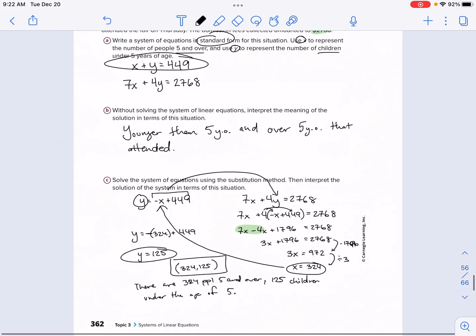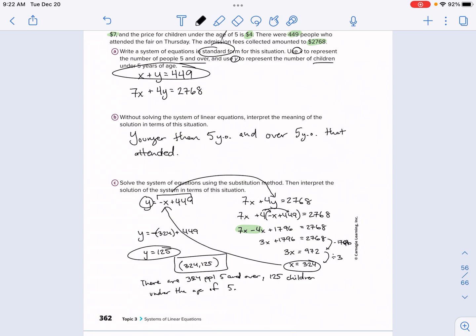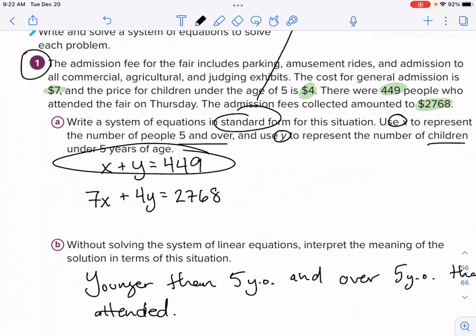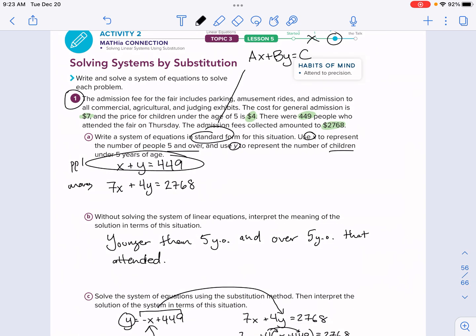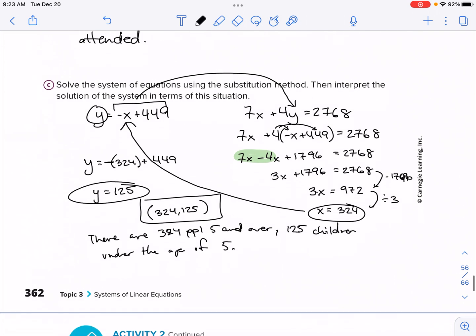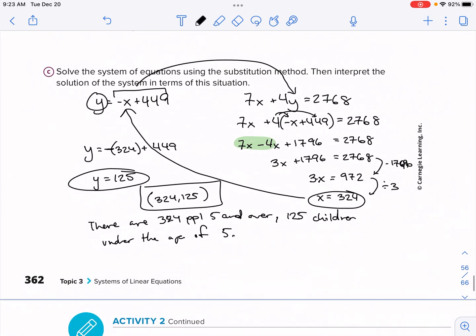So it does take some effort to write an equation. We have to think about what are the things that are being represented. And that's why we highlight. So we have money that's represented. We have people that attended that's represented. And that's what we wrote. This is people and this is money. All right. So we used that, we solved it, and we found the value for x and y, answering the types of people that attended.